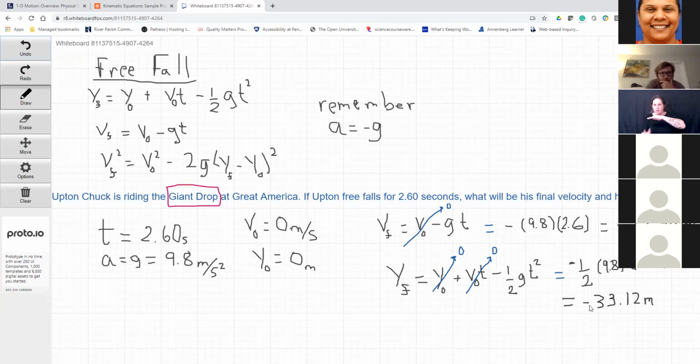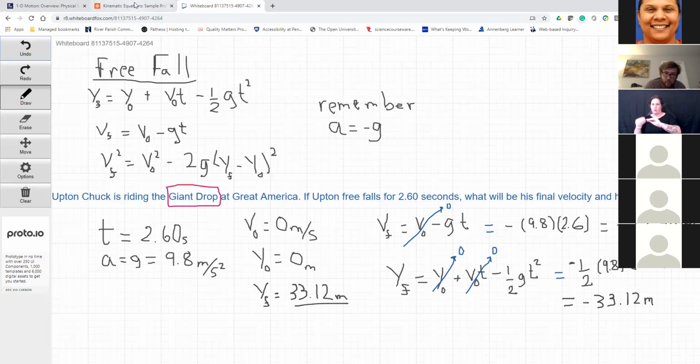Remember, this minus sign is telling us direction. The object is falling down. So if we want to know how far it will fall, you can simply say 33.12 meters, okay? All right, so in this particular case, y final equals 33.12 meters. And honestly, if you solved it and left the minus sign in, I wouldn't beat you up, because I understand that you do understand how to solve the problem. But because they asked how far, technically, how far is just the number and the unit.